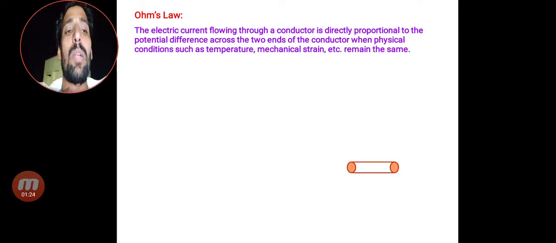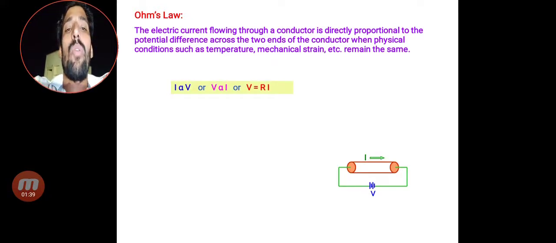Take a conducting material and connect it to an external cell, then a current will pass through it. I is directly proportional to V, or V is directly proportional to I, V equal to IR. R is constant, which is the resistance of the conductor. The graph between I and V will be a straight line, and R equal to V upon I.